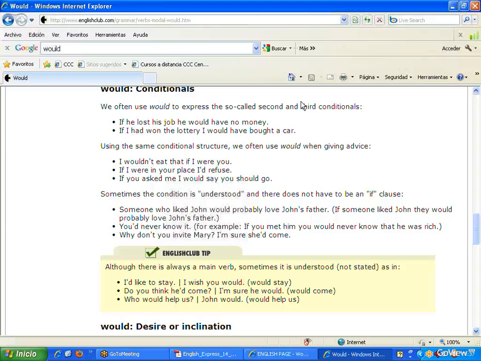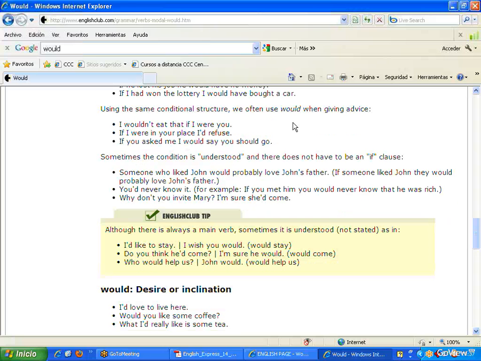Or if you asked me, I would say you should go. Or if you ask me, I would say you shouldn't go. Okay? These are conditional. You haven't asked me. You didn't ask me. But I'm telling you what I would tell you. I'm telling you what I would say. I wouldn't eat that if I were you.